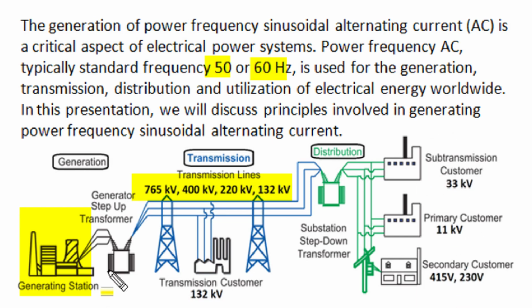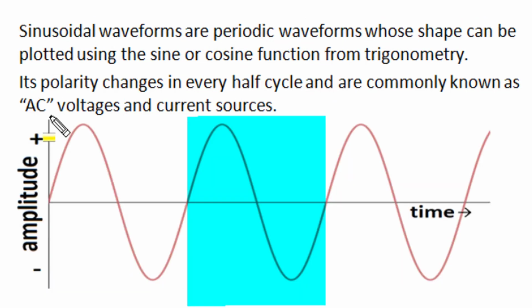So entire generation, transmission, distribution and utilization of electrical energy worldwide is in the form of alternating current, and in this learning video we will discuss the basic principle of generation of power frequency sinusoidal alternating current. Sinusoidal power supply waveforms are periodic waveforms. They repeat themselves in a cyclic manner, and alternating current supplies are represented by sine or cosine function of trigonometry.